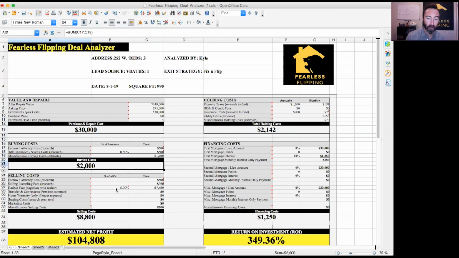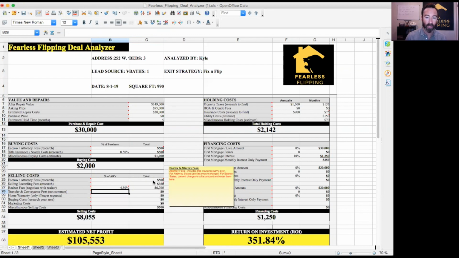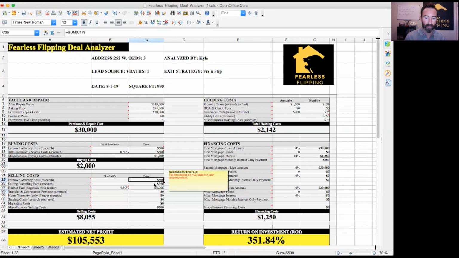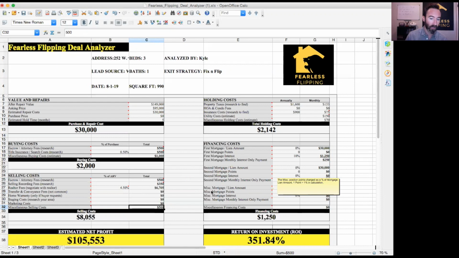My selling costs, I know that depending upon what realtor I use, I'm going to have a 5%, a 4.5% to 5%. So with this realtor I'm using, I got a 4.5% negotiated fee. And I'm also going to have probably some selling recording fees, some transferring fees that, once again, maybe it'll end up being another $1,000 to $1,500. So that's just some things that I've put in there. But once again, you should definitely take a look in your area, talking to escrow companies, title companies, lawyers, and also your realtors for what the fees will be.